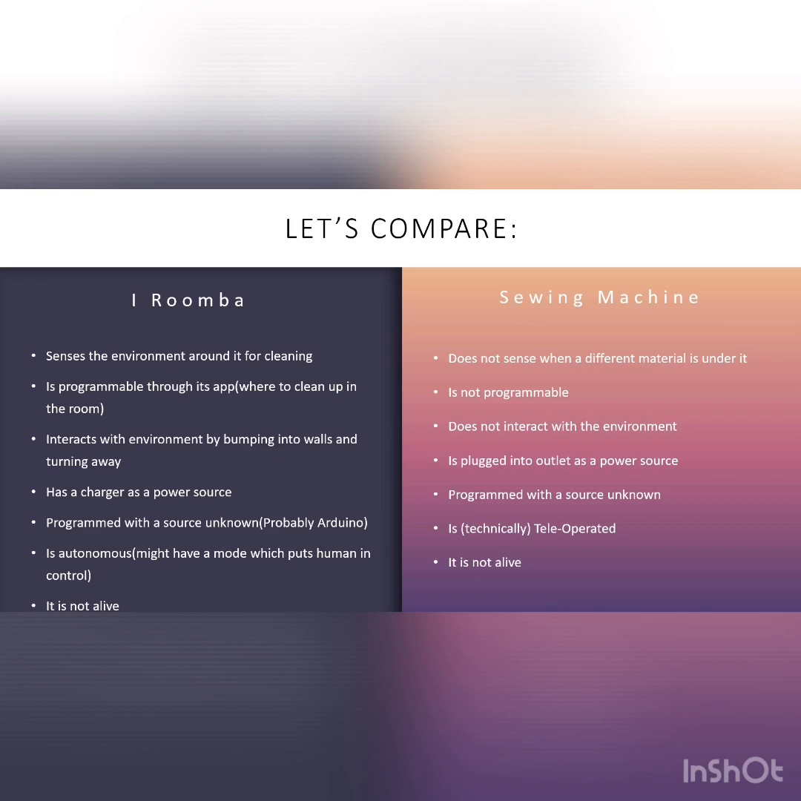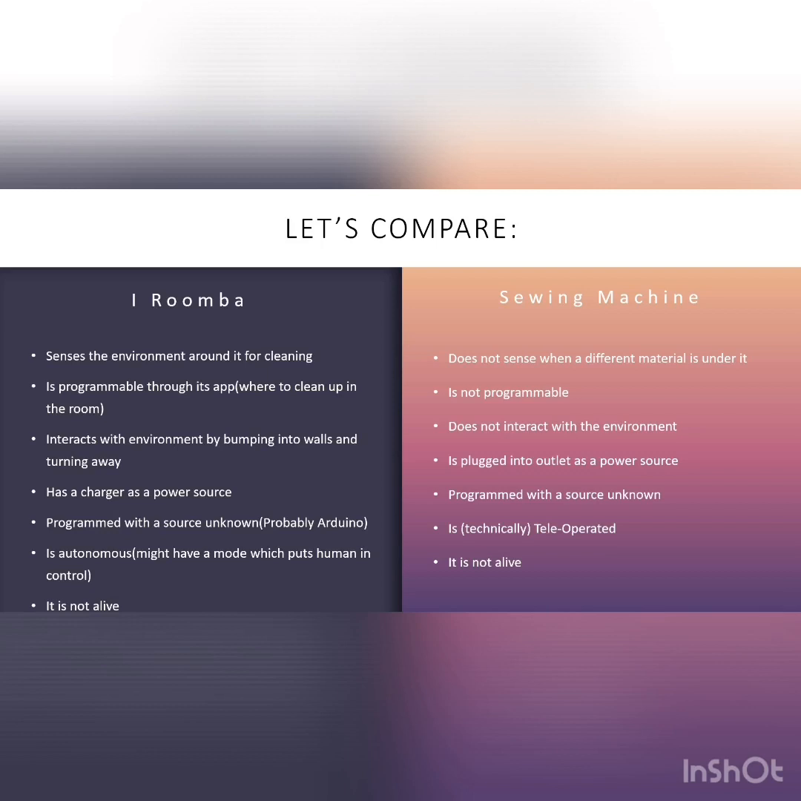The Roomba is programmable through its app. And programmable is overall detecting not only buttons, but basically changing through the code. The sewing machine is not programmable. Well, I guess you could consider it programmable, but let's just say for now it's not programmable since you can't actually program the sewing machine in a completely different way. At least for the Roomba, you can change where it goes.